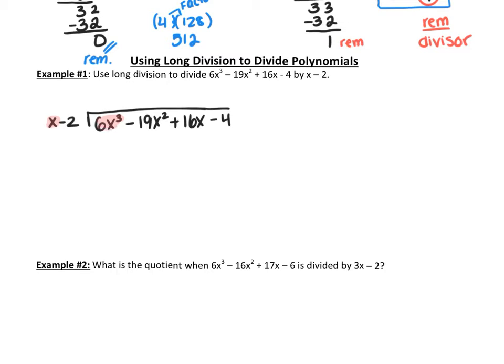Basically, what do I have to multiply x by so that I get 6x to the third? Well, you should be thinking 6x squared. So we're going to put that on top here, right on top in line with the x squared. And then we're going to do multiplication. So 6x squared times x, that's going to give us 6x to the third. Then we're going to do 6x squared times negative 2, and that's going to give me negative 12x squared.